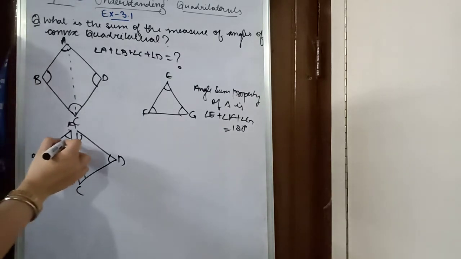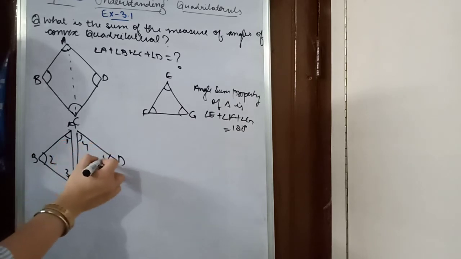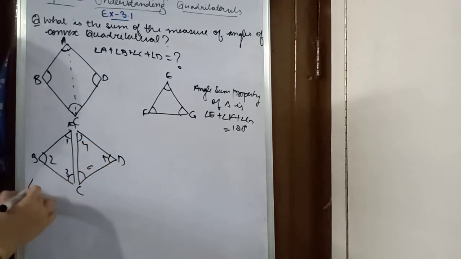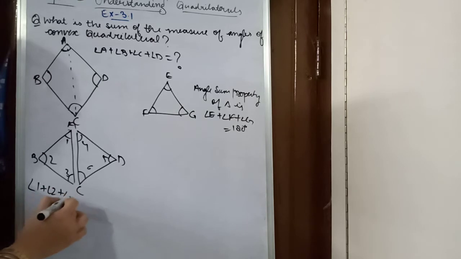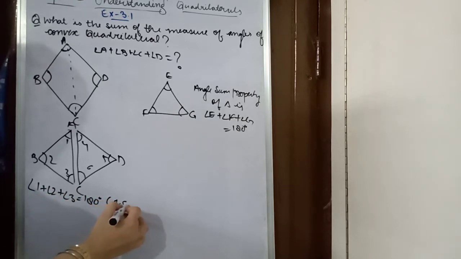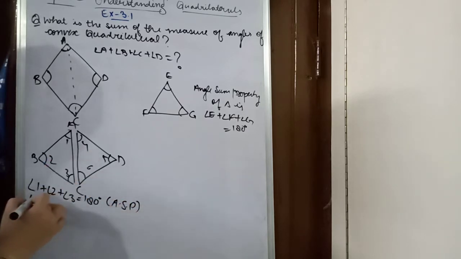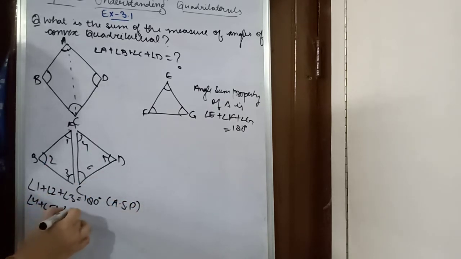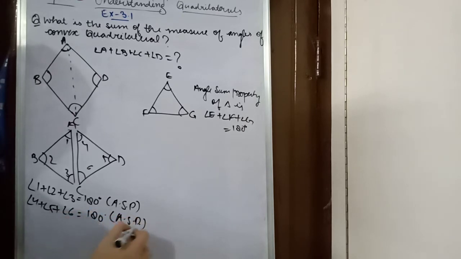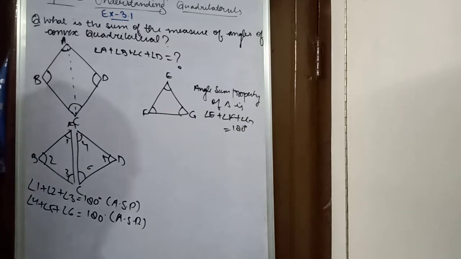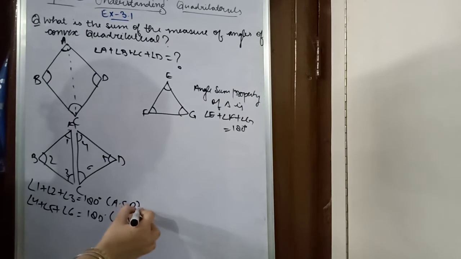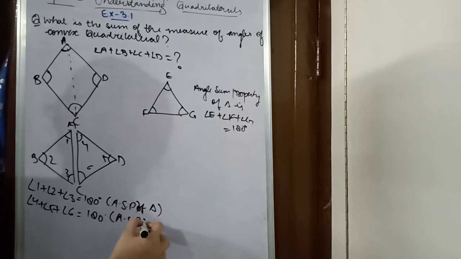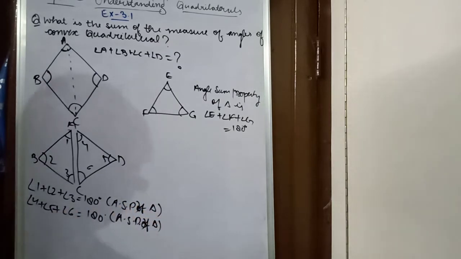So if we write angle 1, 2, 3 and this is 4, 5, 6, we will say angle 1 plus angle 2 plus angle 3 is equal to 180 degree because of the angle sum property, and angle 4 plus angle 5 plus angle 6 is also equal to 180 degree because of the angle sum property. ASP means angle sum property here. You have already done the angle sum property of triangle, so you have to write of triangle also. Okay, is it visible?